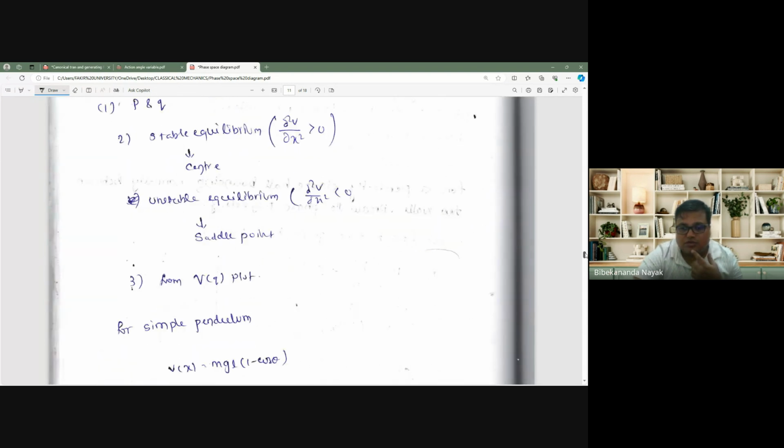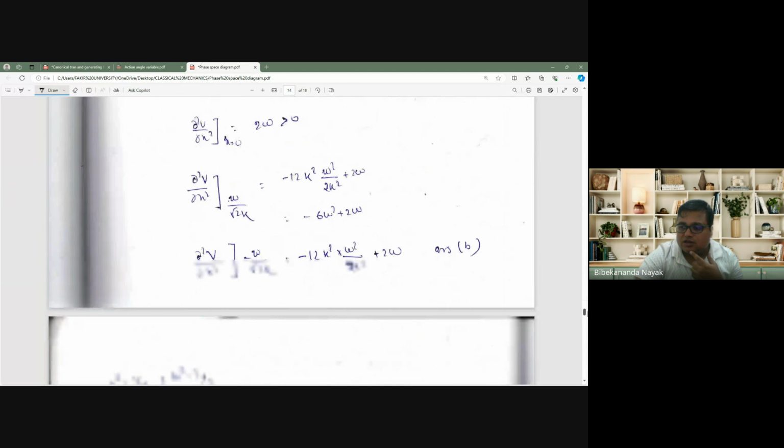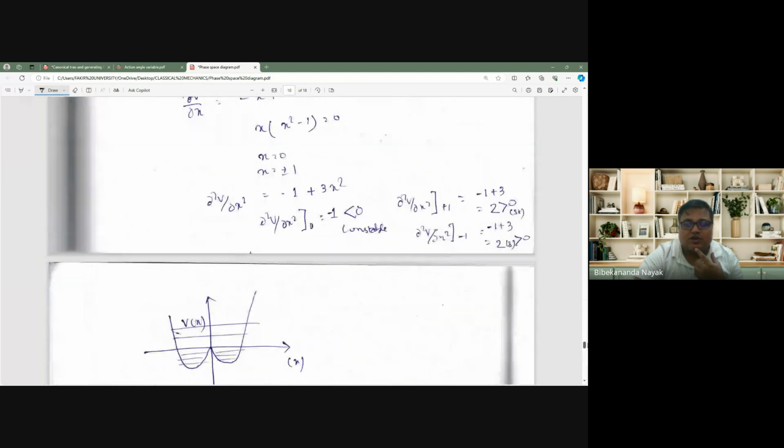There are also other examples, but I'm not going to that. Next one is your action angle variable.